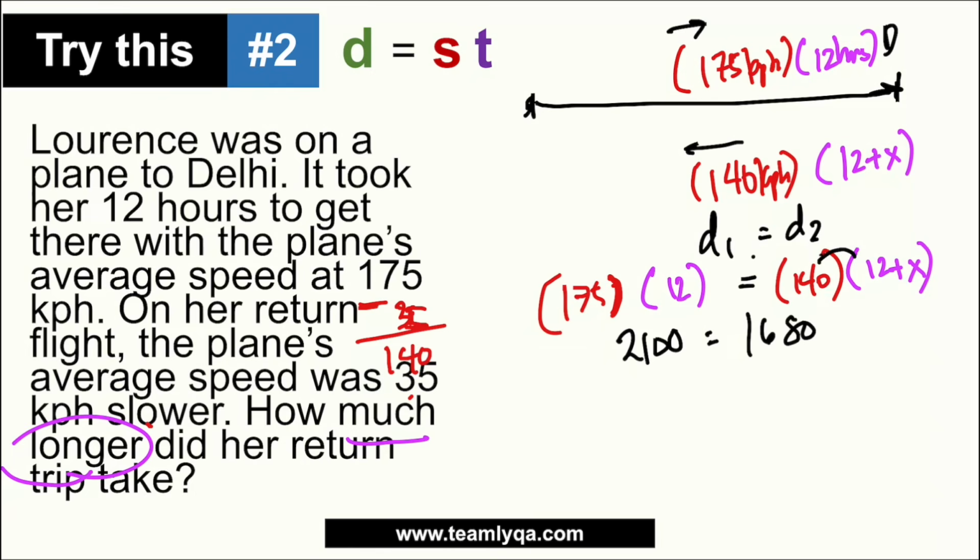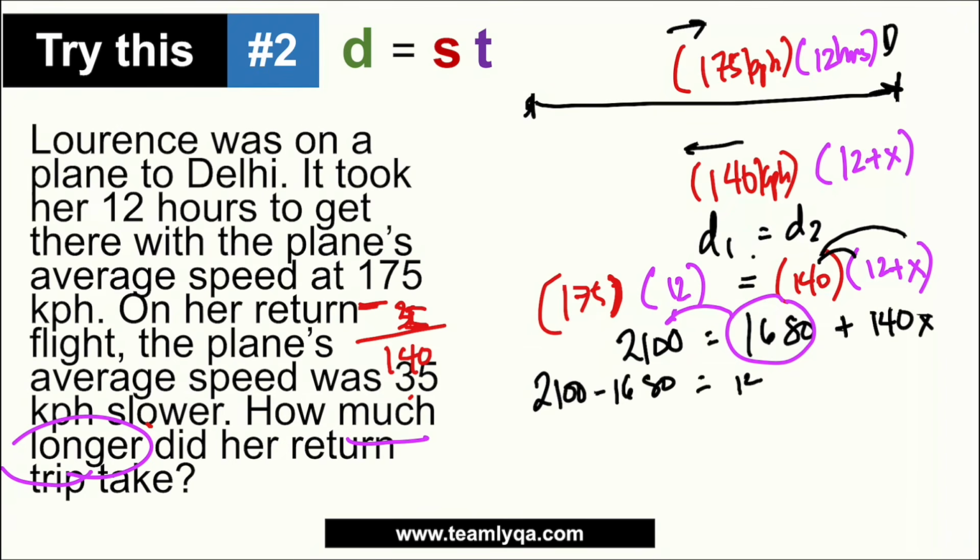So, na-multiply na natin ito, i-multiply din natin siya doon sa x. So, 1,680 plus 140x. Now, iiwan natin yung x sa isang side. Kaya kailangan natin ngayong ilipat ito or i-transpose dito sa kabilang side. Magiging minus siya. So, 2,100 minus 1,680 is equal to 140x. Now, kung susubtract natin yan sa 2,100, ang lalabas ay 420 is equal to 140x.